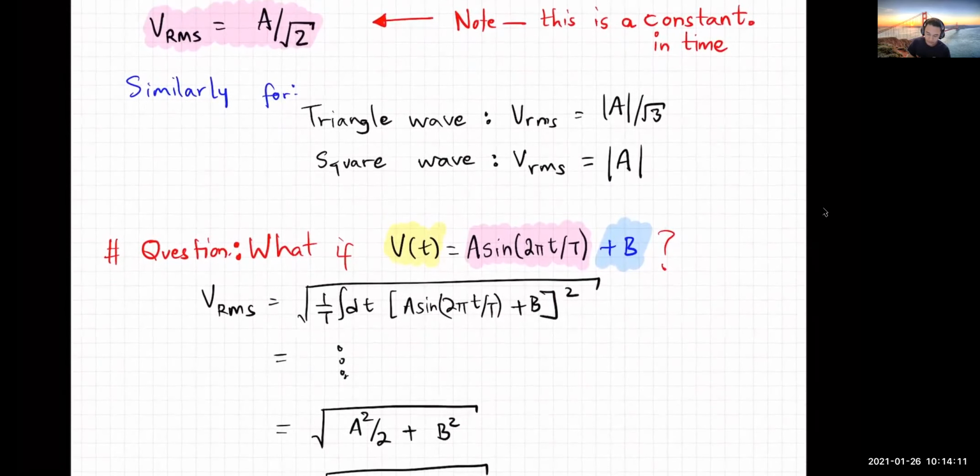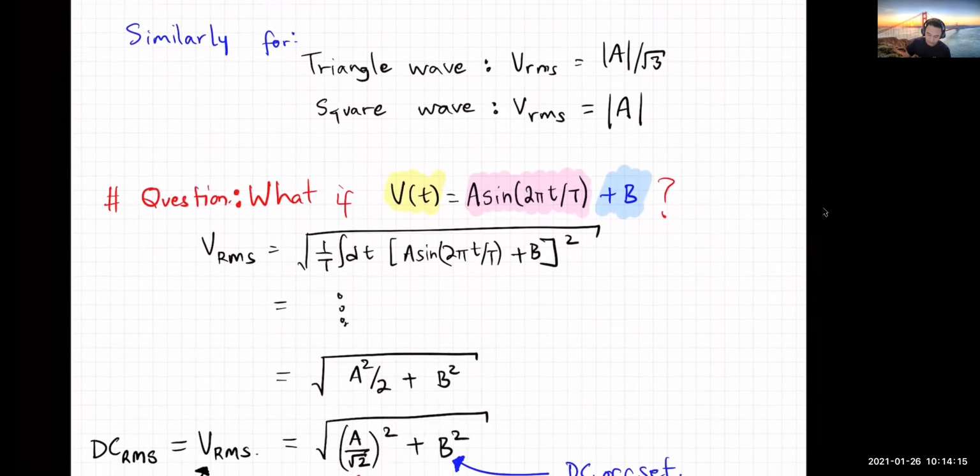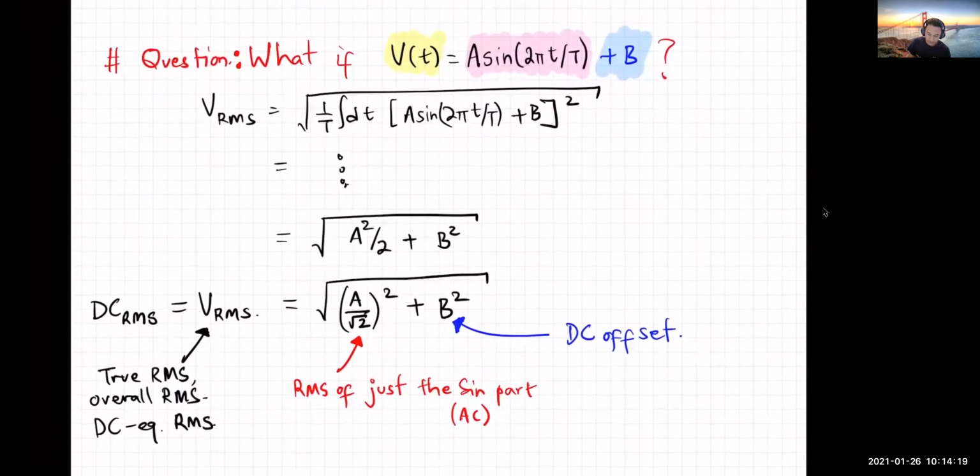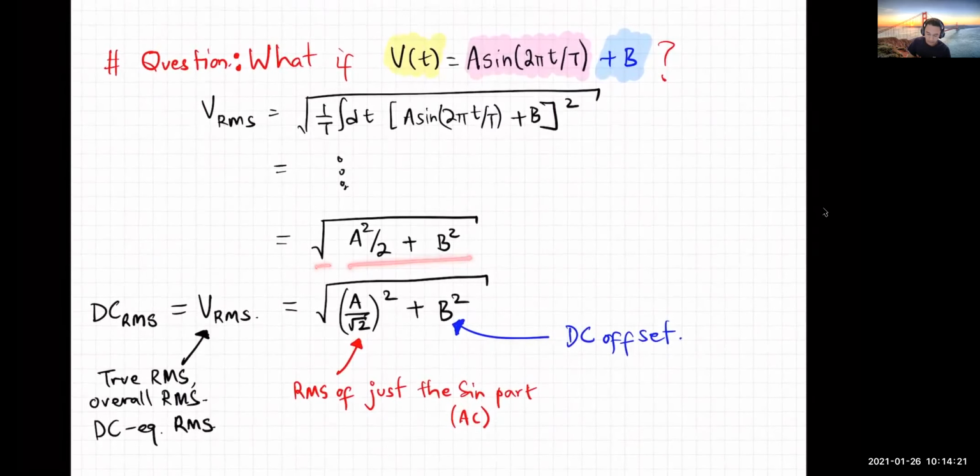We can do that integral again, and you can do the math. I'm skipping the algebra here, but what you end up with is this expression, square root of a squared over 2 plus b squared. If we massage that expression a little bit, you will see that this is basically the RMS of just the AC part, just the sine part, and this is just the DC offset squared.